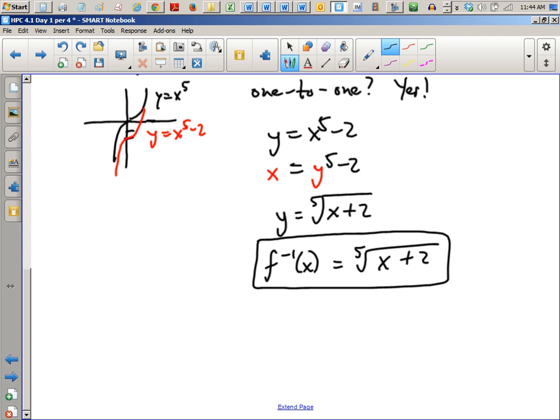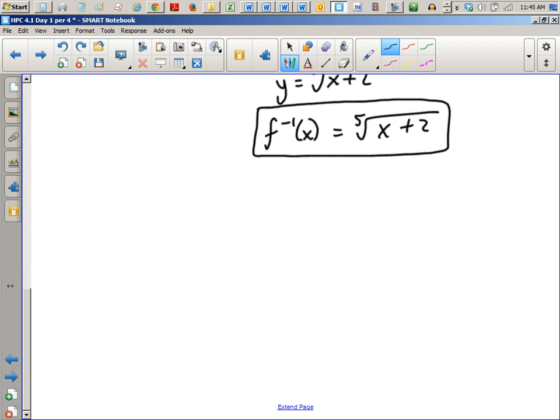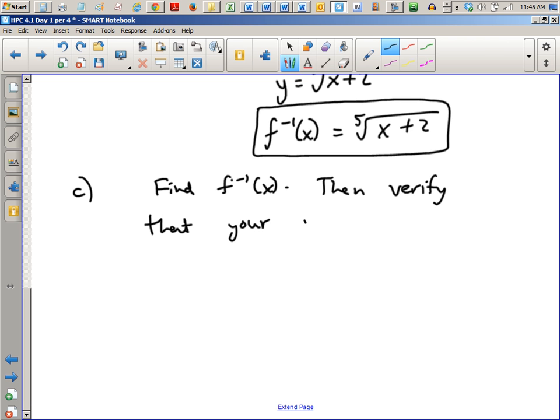All right. Now, if you're doing a problem and it's sufficiently challenging and you're not sure you did it right, you might need to check your answer. Okay? So let's do another example. Part C. Find f inverse of x, then verify that your answer is correct using composition.